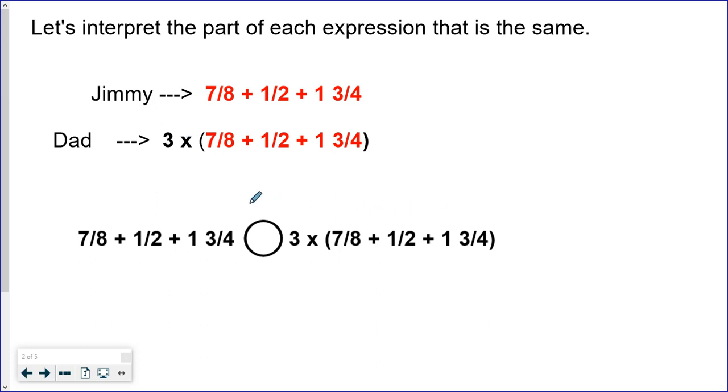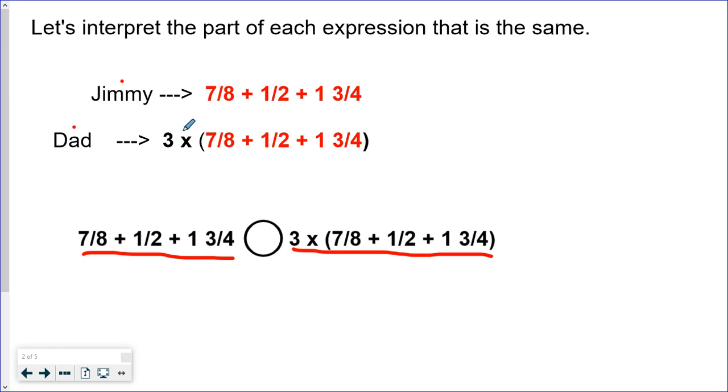So what I did is I wrote it out the long way like this. This part right here represents Jimmy. This part over here represents Dad's number. Both Jimmy and Dad have the 7/8 plus the 1/2 plus the 1 3/4. If we just had that only, we would say that Jimmy's and Dad's would be equal to each other. But we noticed that with Dad's number, we're going to multiply that by 3.